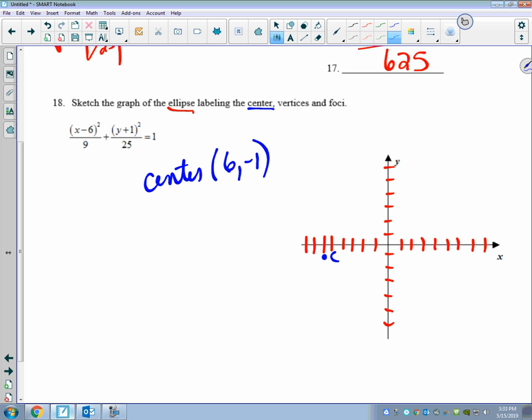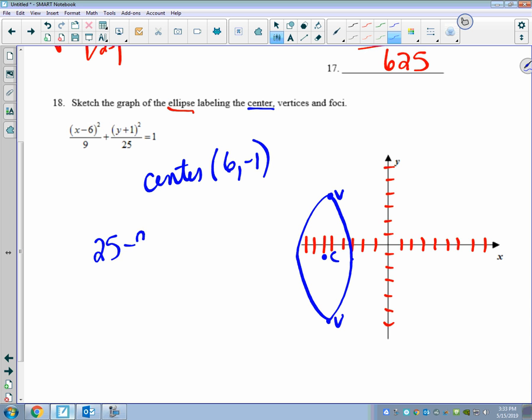The number under x goes left and right, so I would go left and right 3, which actually means I would go out here, 3. I would go up and down 5: 1, 2, 3, 4, 5. That would be a vertex, and down 1, 2, 3, 4, 5. That would be a vertex. And I would draw in my ellipse. And then the foci is C, so I would have to find that.